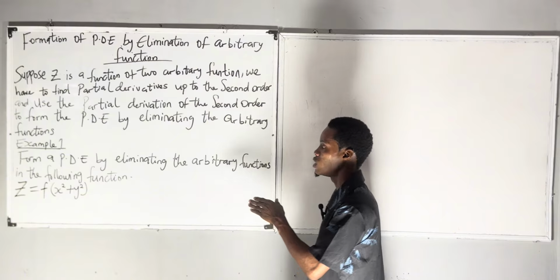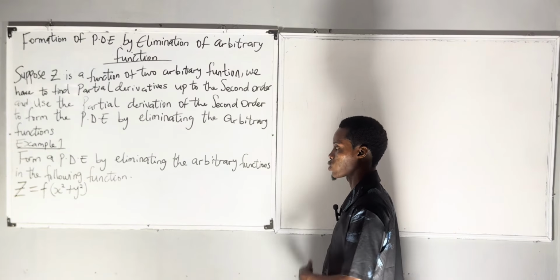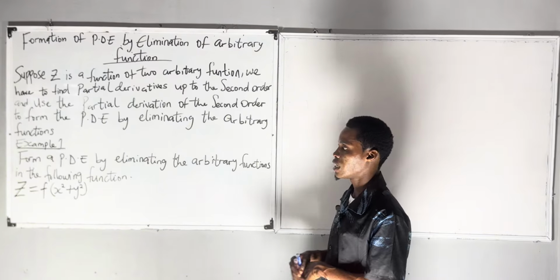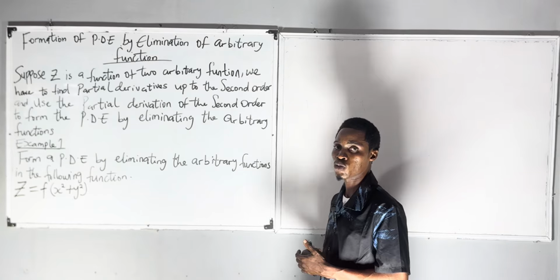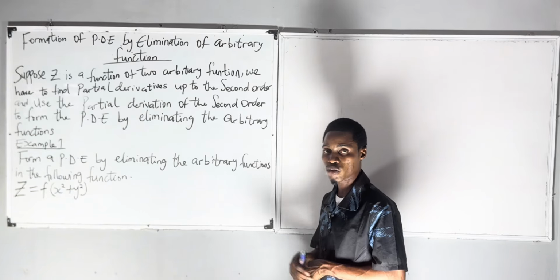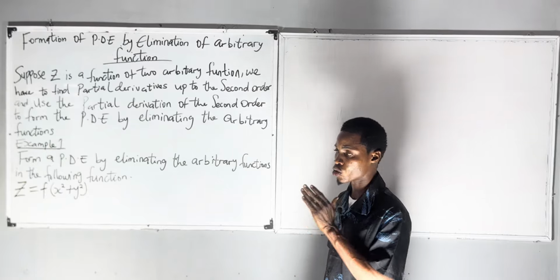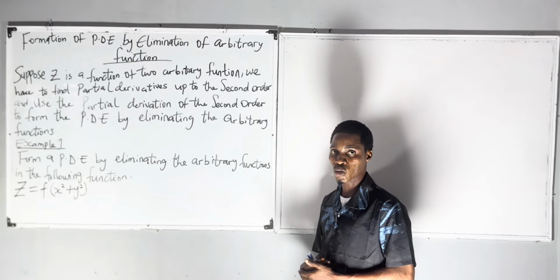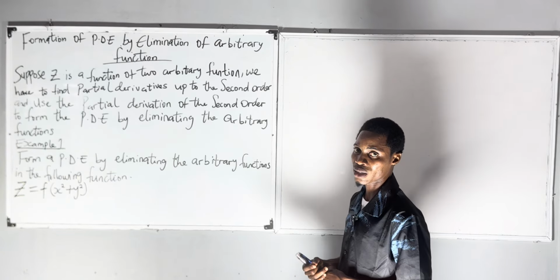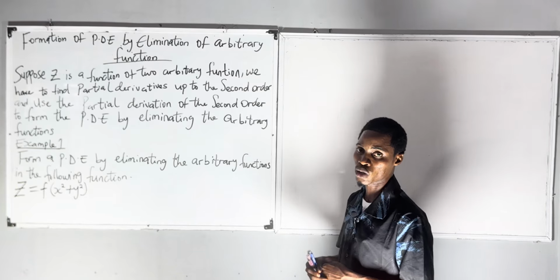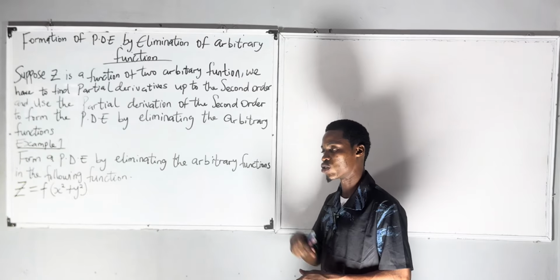We have to form a P.D.E. by eliminating the arbitrary function in the following function. z is f of x squared plus y squared. To solve this, we are going to differentiate partially with respect to x in equation 1. I will name this equation 1. Then differentiate a second time, partially with respect to y, in equation 1 as well.